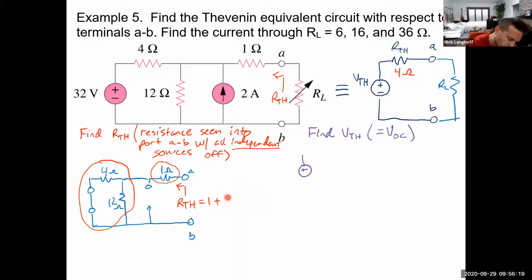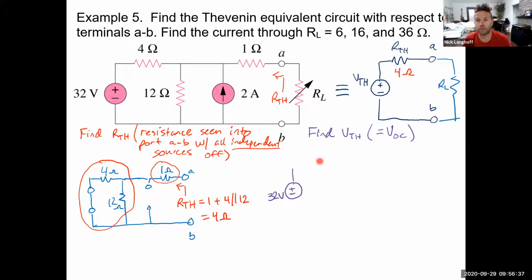This is a 1 plus 4 parallel 12, which is equal to 4 ohms. Okay, and now we've got a little bit more room to work with here. So here is the 32 volt source. Now that we're looking for the open circuit voltage, you turn all of the sources back on. So here's our 4 ohm and our 12. Oh, whoops, this is the 4, and here's the 12.